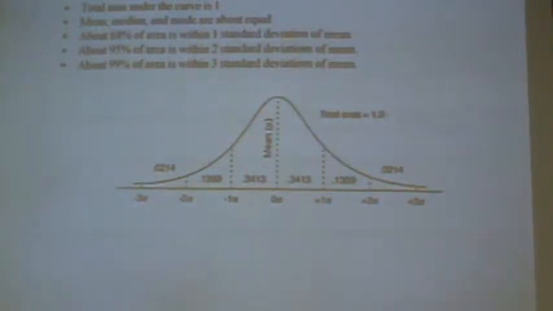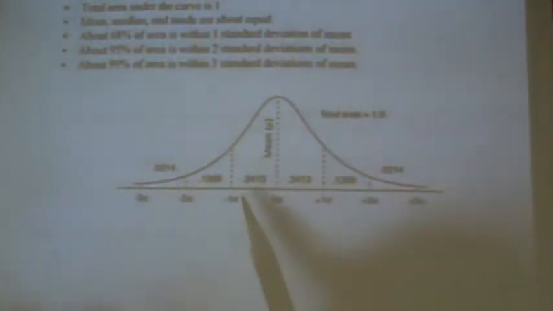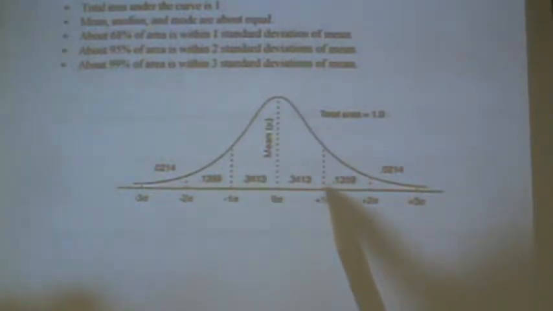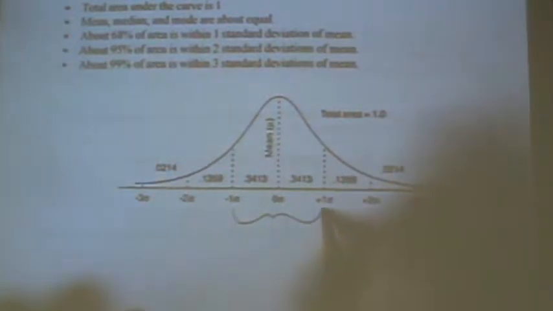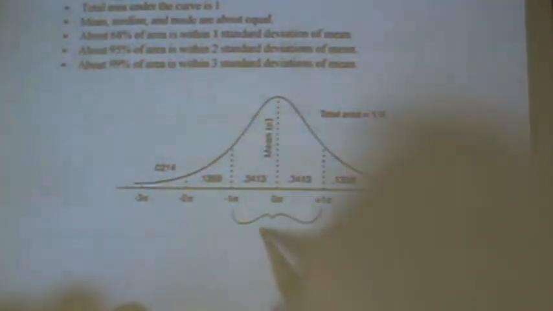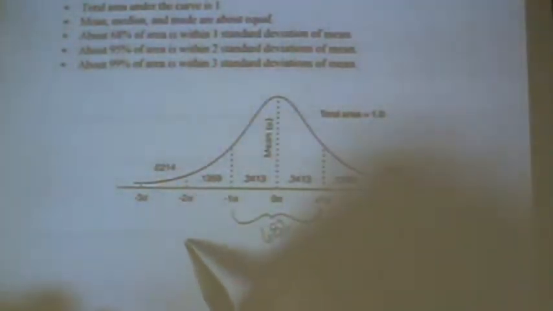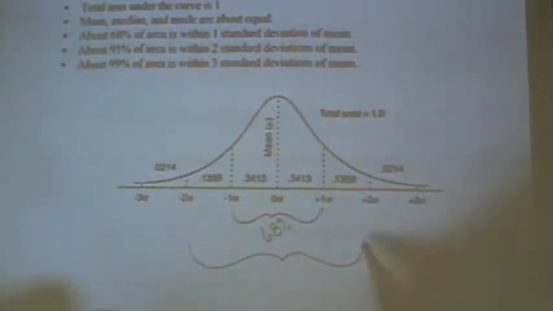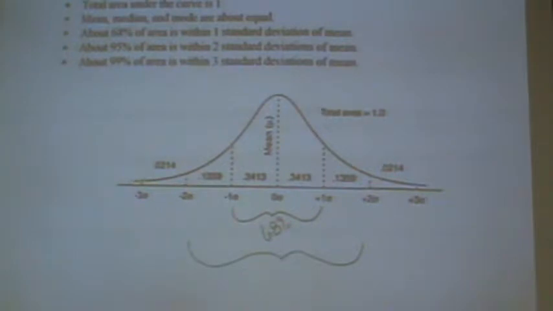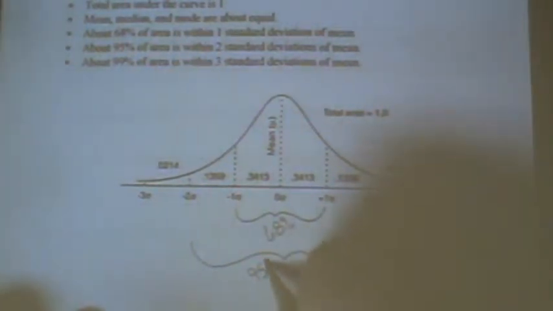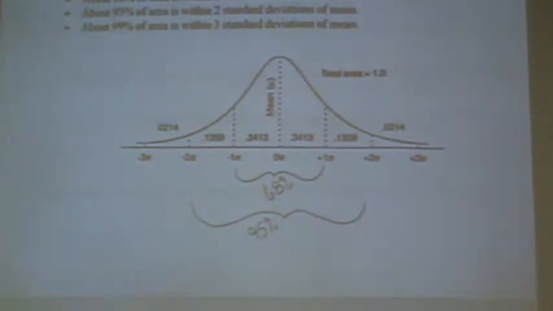About 68% of the area is within that first standard deviation. So remember when we were talking about standard deviations, that one standard deviation is 1 to the left and 1 to the right. So this is our first standard deviation. 68% of your area is within that part of the graph. If we expand out to the second standard deviation, so that's from this deviation to this deviation, because remember, a standard deviation is on both sides of the mean. That is 95% of your area.